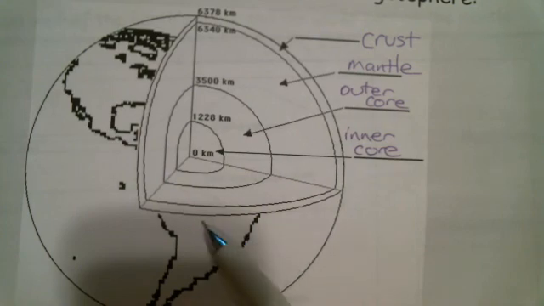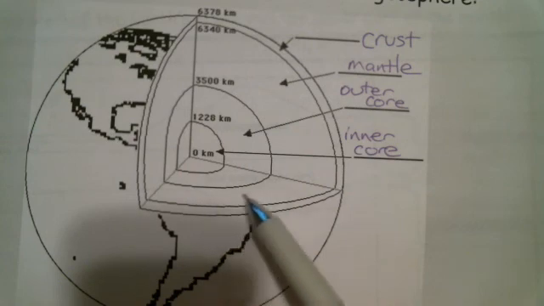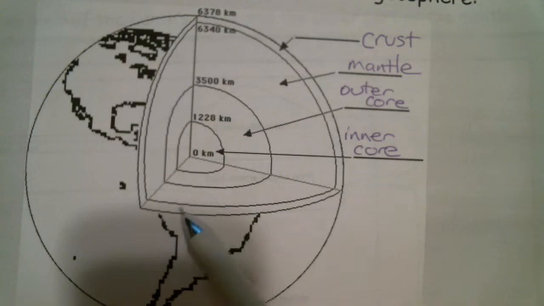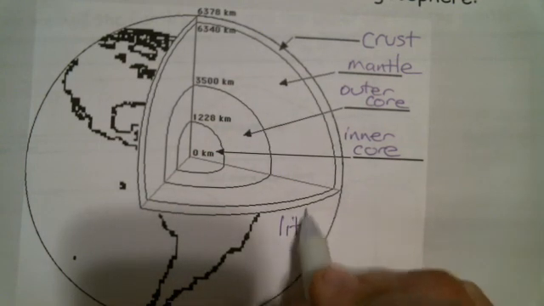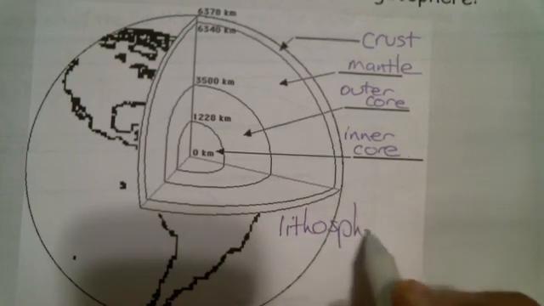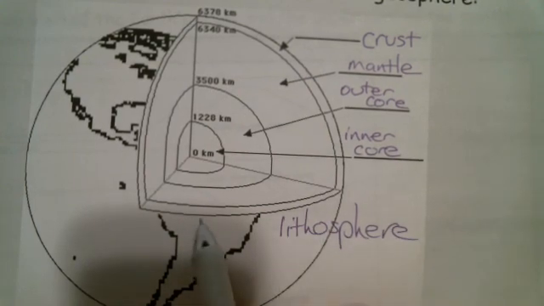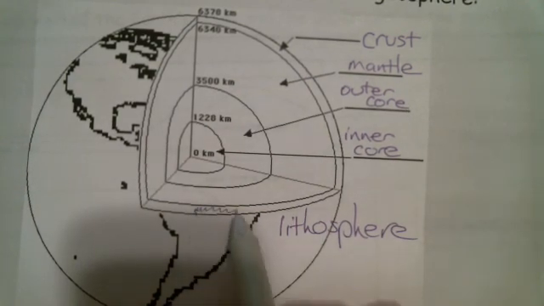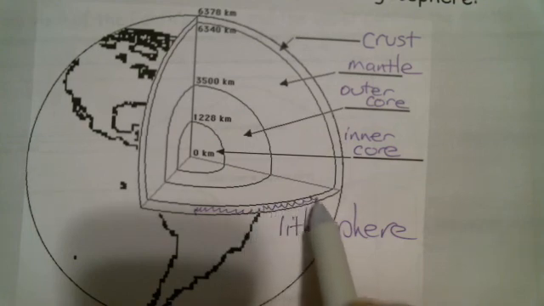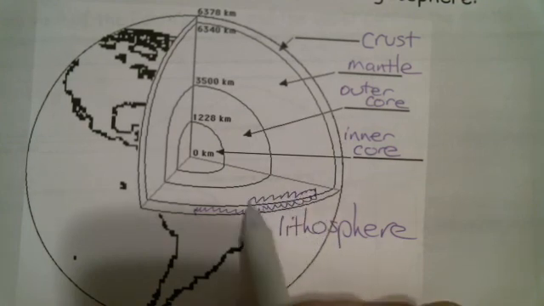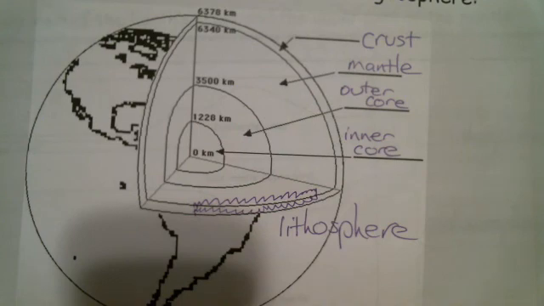When we combine the two kinds of crusts, oceanic crust and continental crust, along with the top part of the mantle, we combine those three things to be called the lithosphere. And I will write that here. The lithosphere is the continental crust, the oceanic crust, and the top part of the mantle.